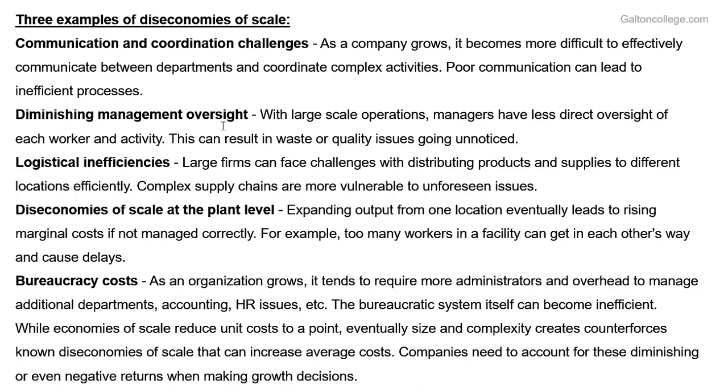Difficult to have management oversight. Difficult for the management to know exactly what's happening. The company is too big. There are logistical inefficiencies, which I won't go through. They're written out here, so you can go back and get them anytime you want. And diseconomies of scale at the plant level. It could be expanding the output from one location eventually leads to rising marginal costs if not managed correctly. For example, too many workers in a facility can get in each other's way. The business is too big.